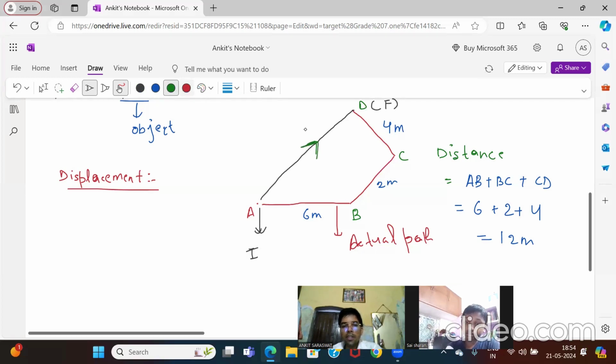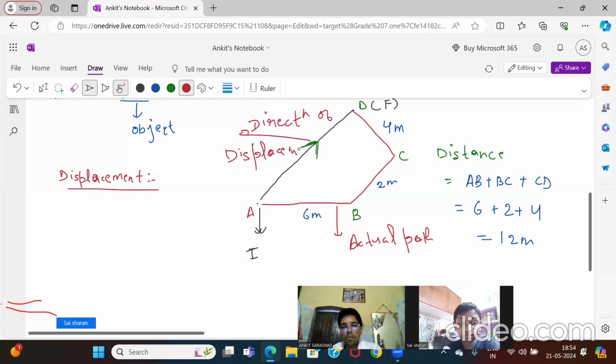This arrow sign indicates the direction of displacement, that is from A to D. Clear? Then how much is the body's displacement? What is the length of this path AD? This AD comes out to be how much?